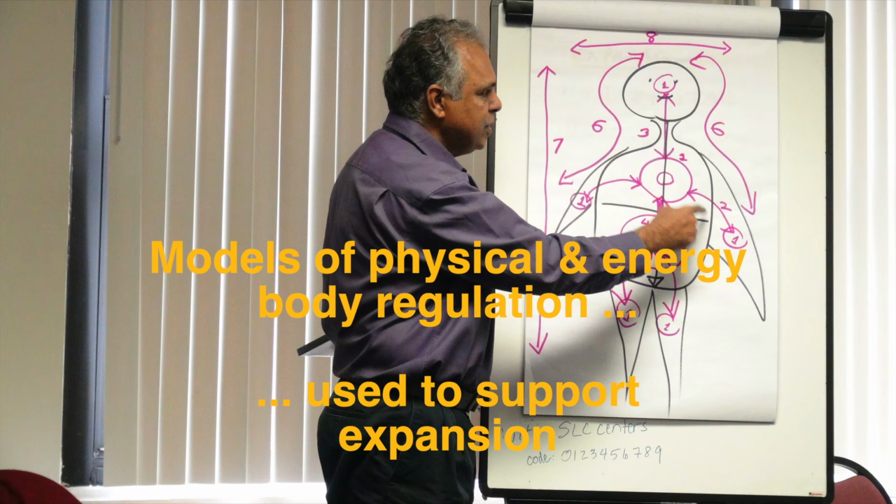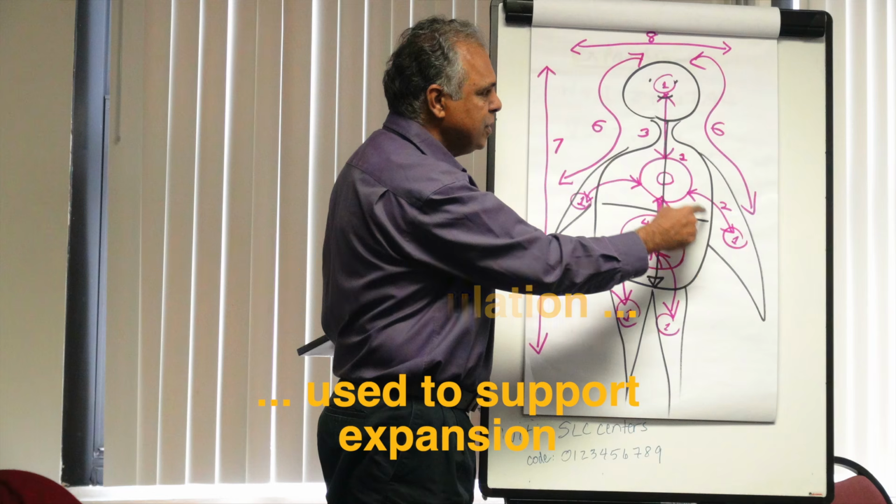There are ways of expanding based on these models of regulation of energy and body that are easier for the client, more tolerable for the client than not. So in ISP, we use a model of physical body regulation based on blood flow and nervous system flow, and a model of energy body regulation based on the flow of different energy patterns. These are the details of the method of ISP that's taught in the ISP training.